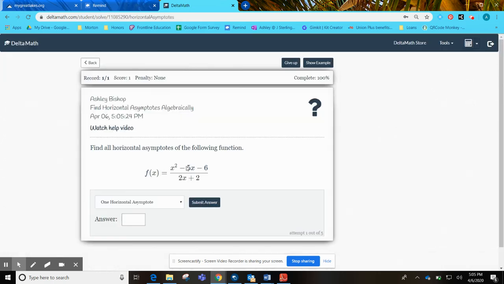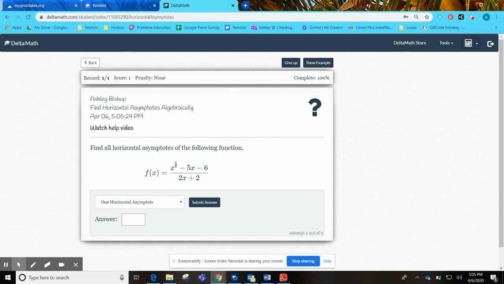Horizontal asymptotes, you've got your 3 rules. Remember your 3 rules. If the degree of your numerator is bigger than the degree of your denominator, you don't have a horizontal asymptote. If the degree of your denominator is bigger than your numerator, then you have a horizontal asymptote of y equals 0. And if your 2 degrees are the same, then you take the leading coefficients, the terms in front, and make those a fraction.